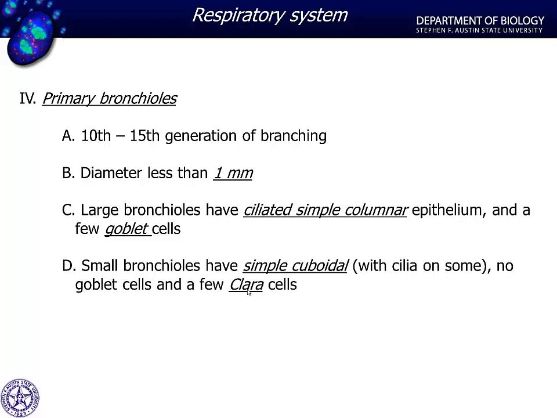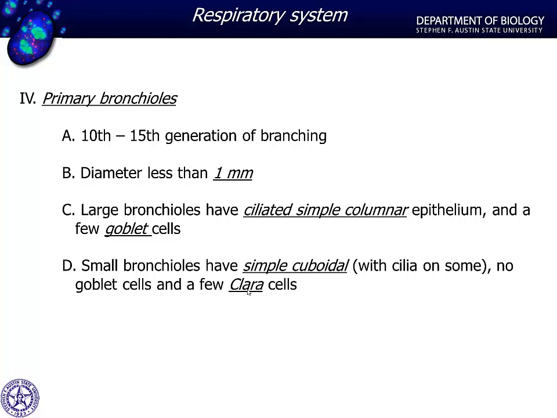Now, as we get down to our bronchioles, this is going to be about the 10th through the 15th generation of branching by the time we get to our bronchioles. And we define bronchioles by having a luminal diameter less than a millimeter. Now, the large bronchioles are going to have ciliated simple columnar epithelium. Notice we have moved away from our pseudostratified. Now we're simple columnar, but we're still ciliated.